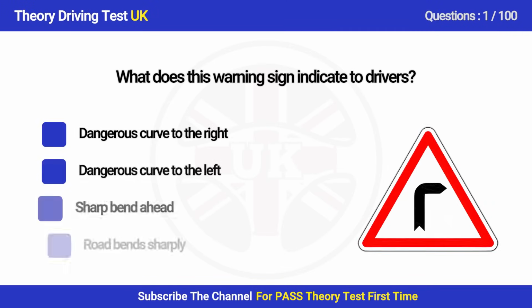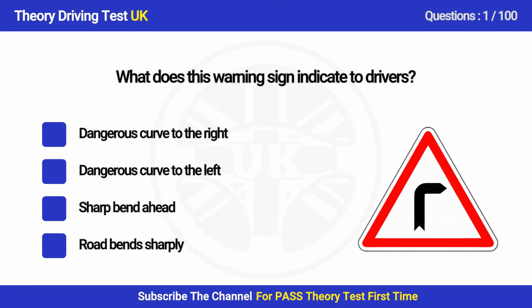Question 1. What does this warning sign indicate to drivers? A. Dangerous curve to the right. B. Dangerous curve to the left. C. Sharp bend ahead. D. Road bends sharply.